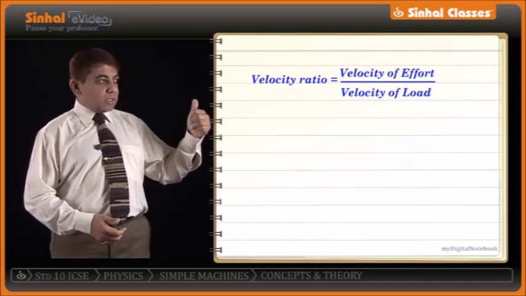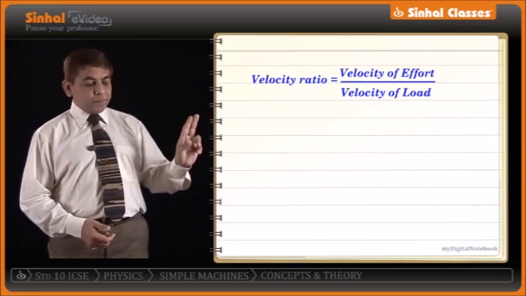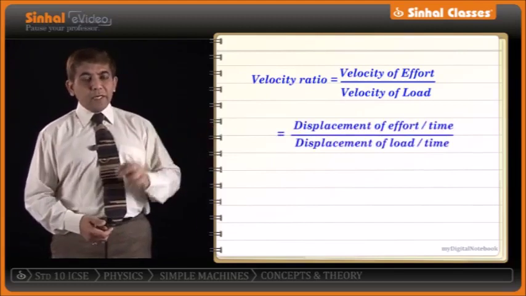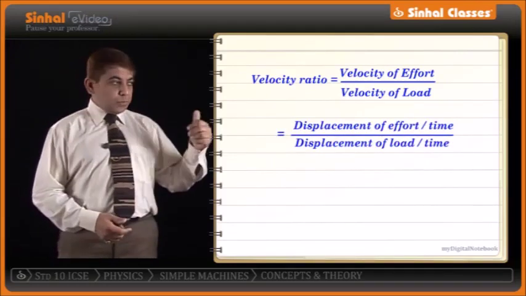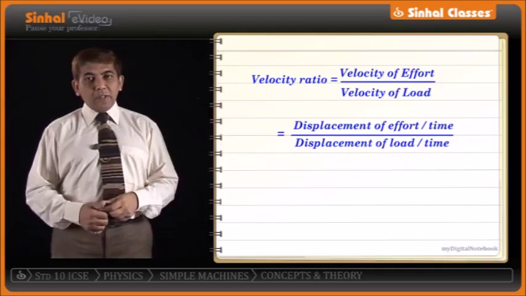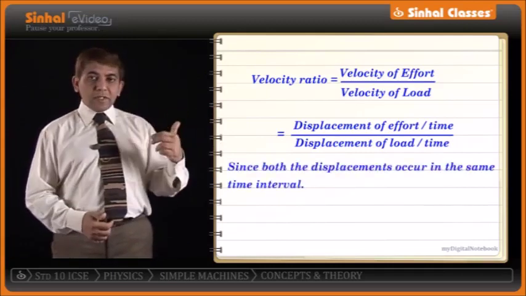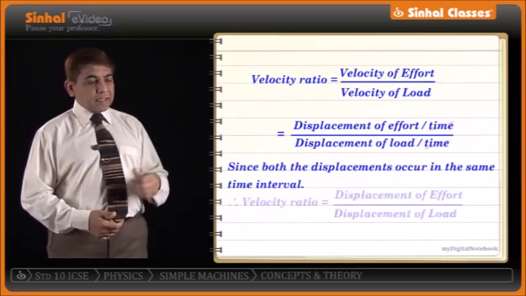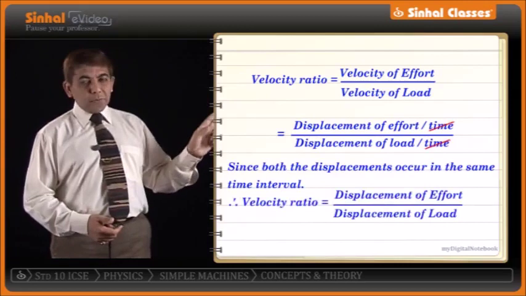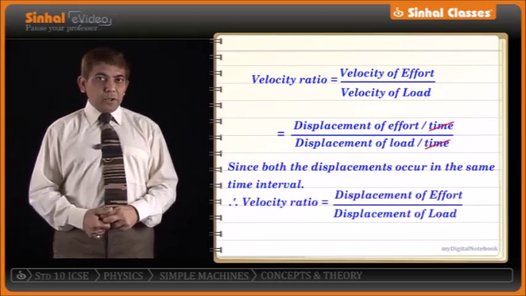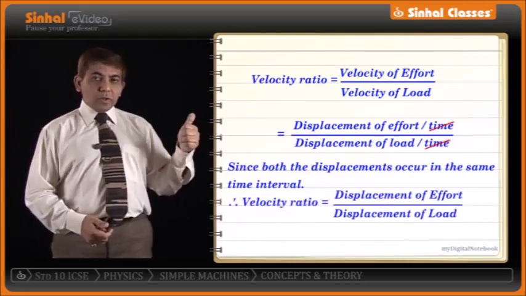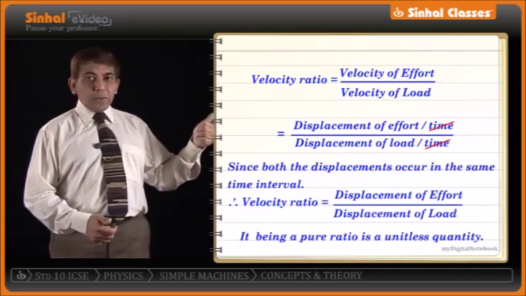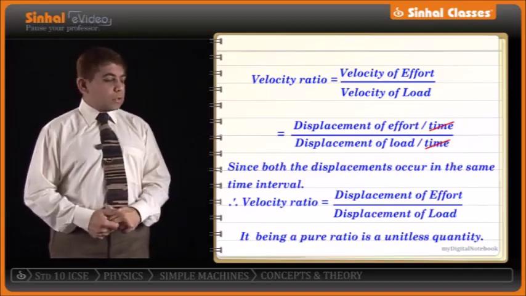But since velocity is nothing but displacement of effort divided by time upon displacement of load divided by time, since both these times are common, because both the displacements are traversed in the same time interval, we see that the time factor cancels. As a result, we are left with displacement of effort upon displacement of load. So velocity ratio is also called as displacement ratio. Again, it being a pure ratio is a unitless quantity.